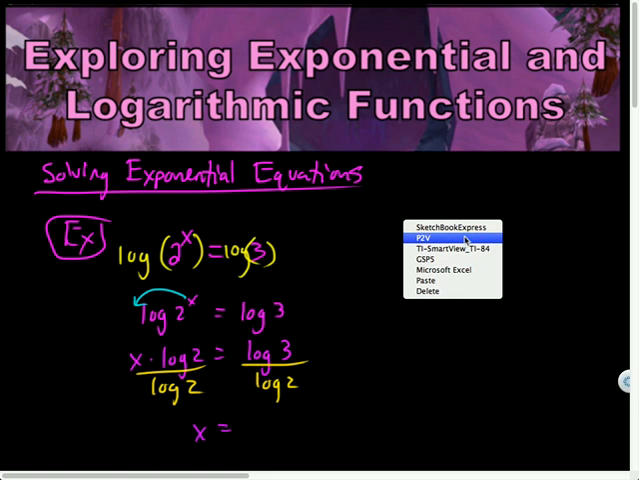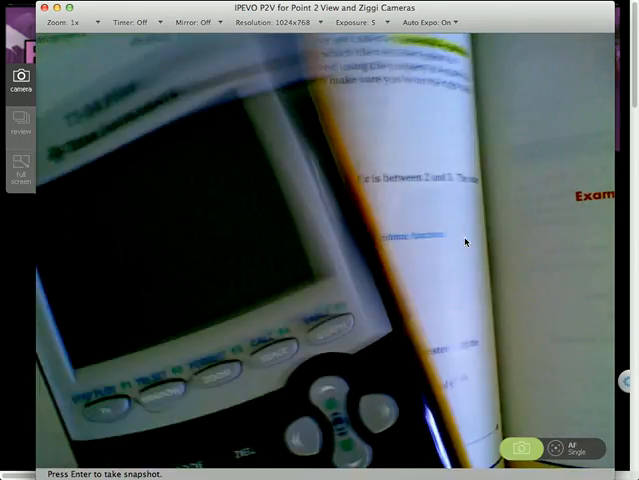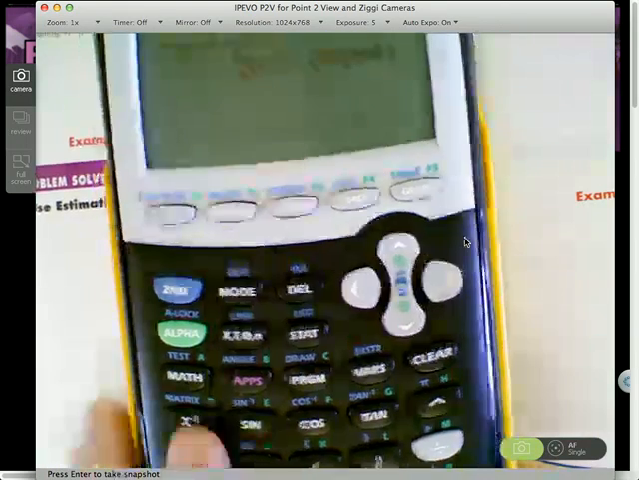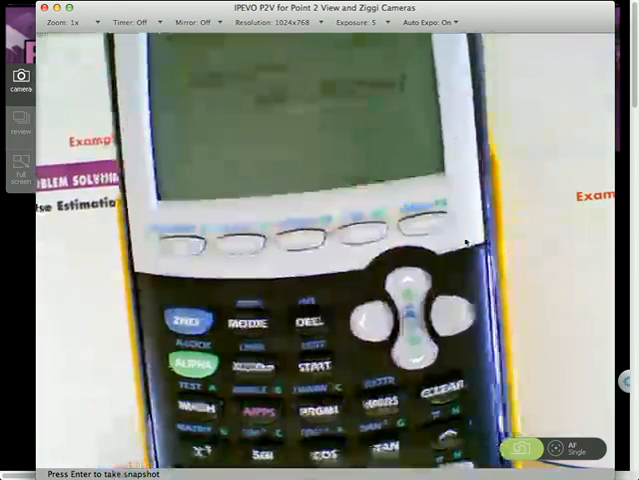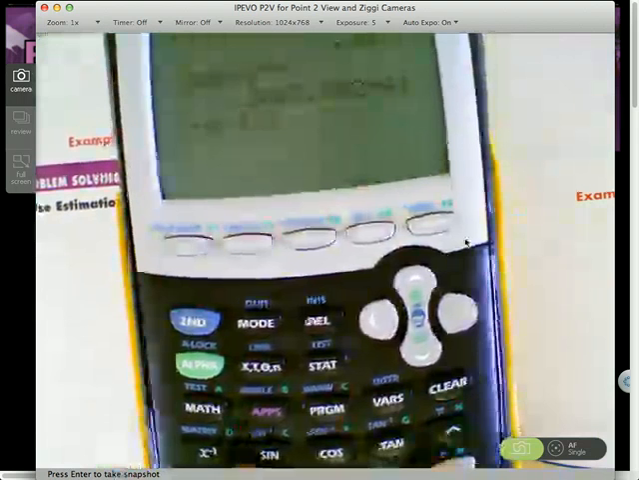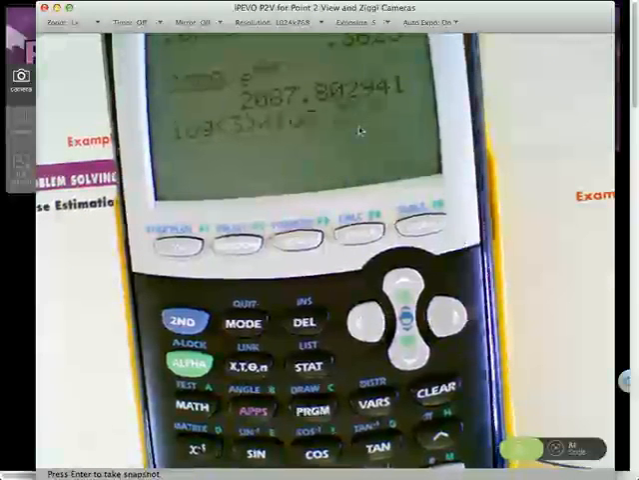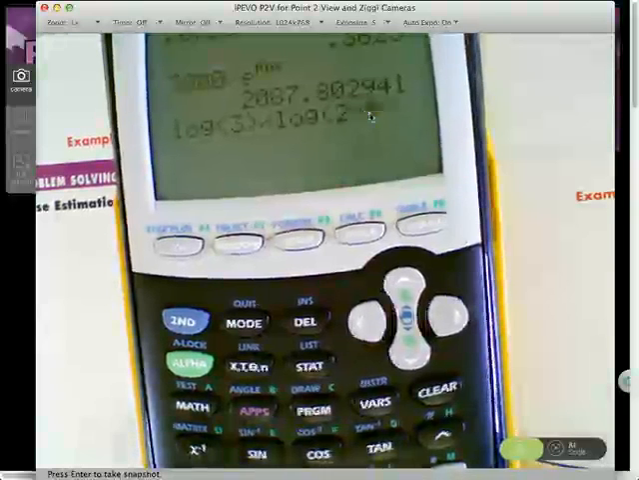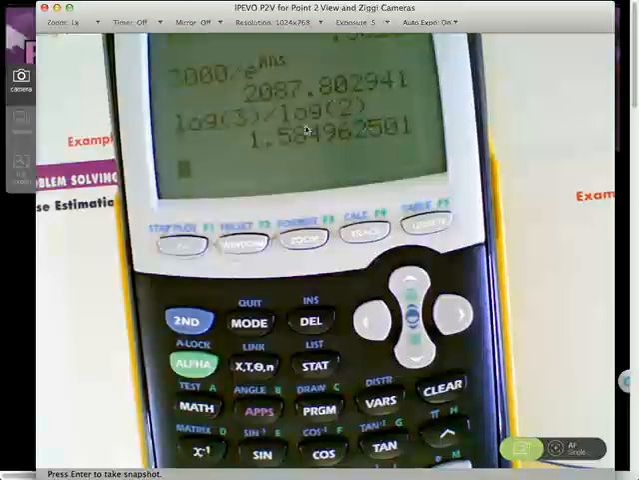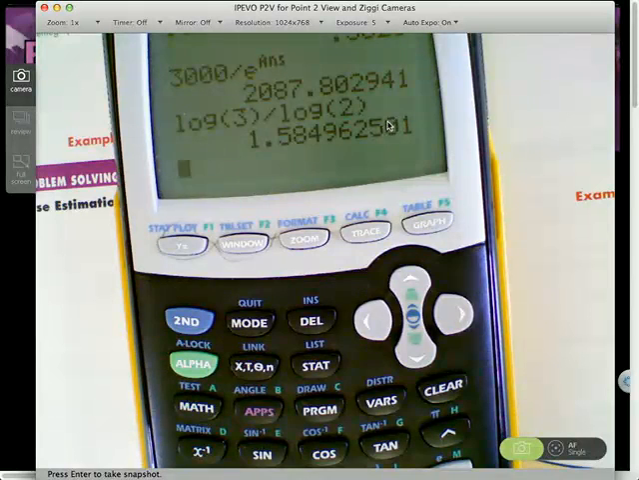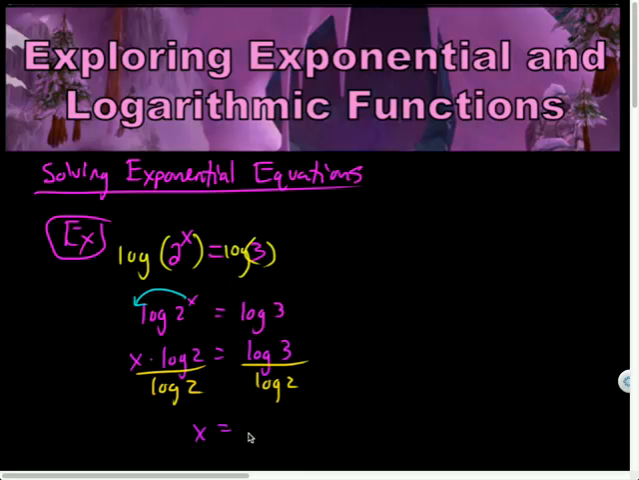That sounds like a calculator question to me. So I'll do log 3, close parentheses for sure, divided by log 2. And I get 1.5850. And I have solved the equation.